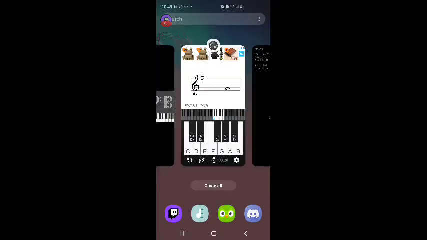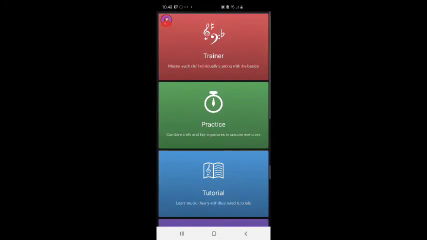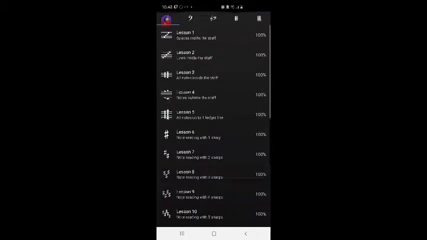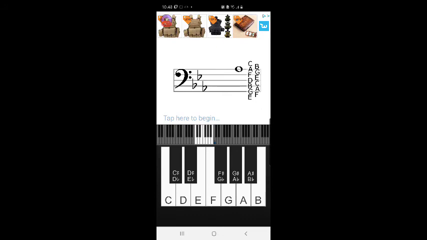We gotta go back to the app, and we're done with the 100 note challenge, which we failed again. And let's go to the notebook. I forgot. Bass clef lesson 21. Bass clef 21, all key signatures with flats. Okay, let's do like 10 practice.